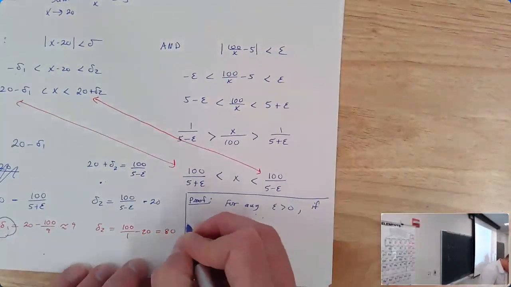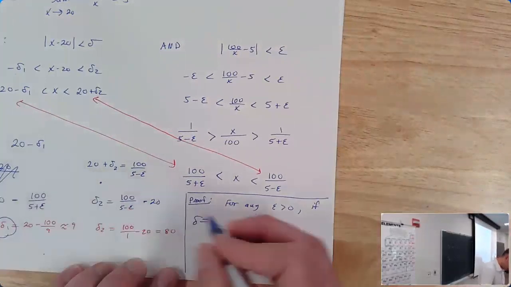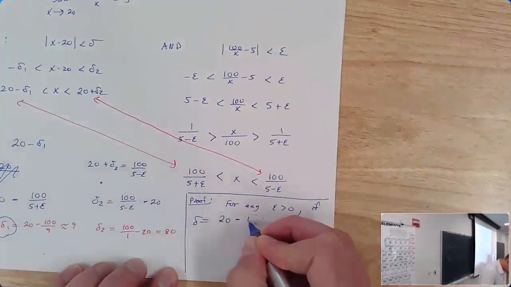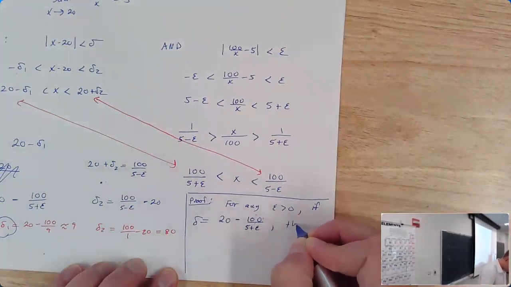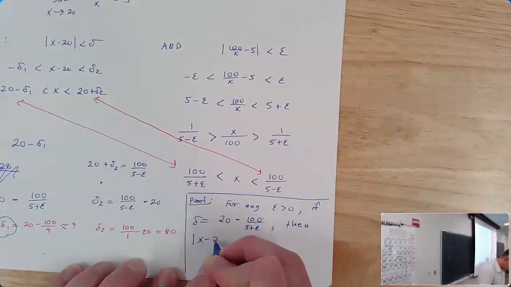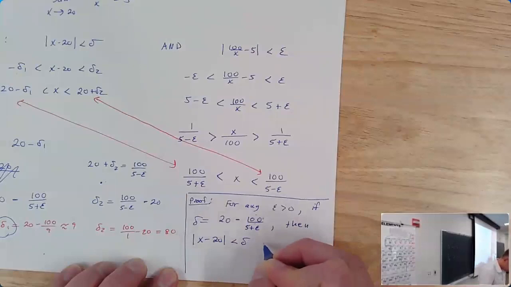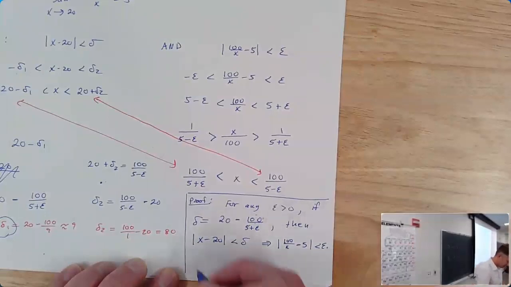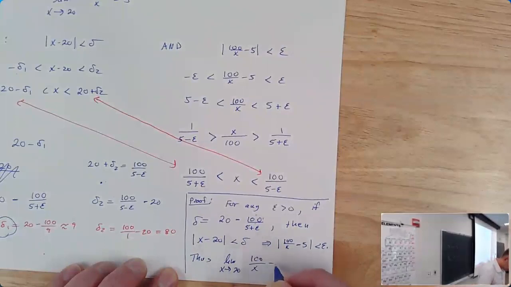If delta equals 20 minus 100 over 5 plus epsilon, then we can say that what we want, the absolute value of x minus 20 less than delta, implies the absolute value of my function 100 over x minus 5 is less than epsilon. Thus, the limit is proved. The limit as x approaches 20 of 100 over x is equal to 5.